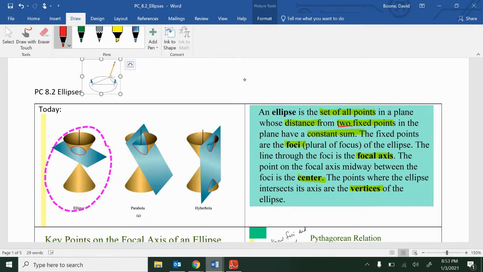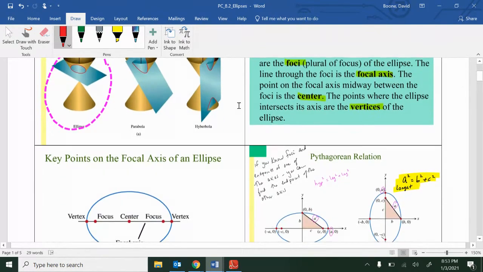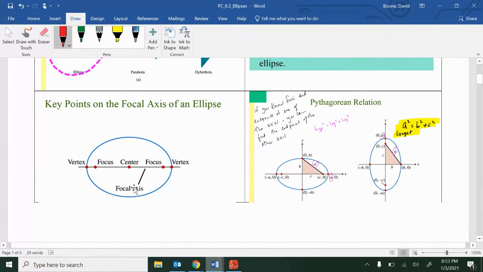Again, if I draw just a quick little ellipse, we've got the focal axis that would go through. The points right here are the vertices of the ellipse. Okay, so we've got a little picture that'll help with that as well. Again, that focal axis is that line that goes all the way through there.